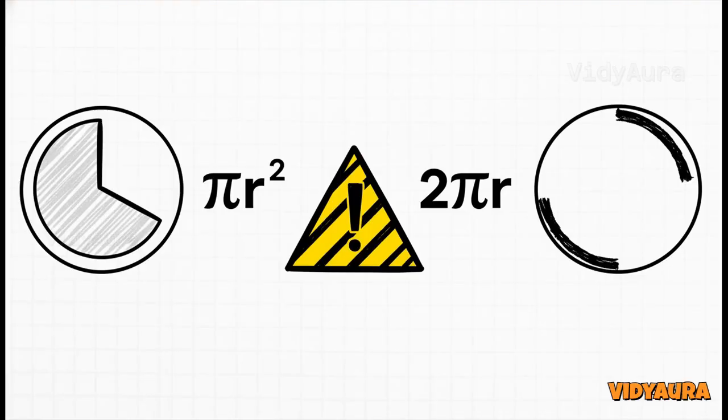And here is my exam tip for you. Please, please, please be careful and don't mix up the formula for the area of a sector with the one for the length of an arc. It is such a common mistake. Just remember, area uses pi r squared and length uses 2 pi r. Always double check what the question is actually asking for.